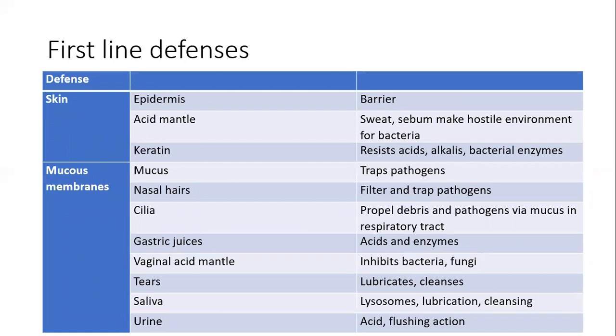So let's circle back to the first line defenses. That includes the skin and the mucous membranes broadly. Within the skin, there's the epidermis, the acid mantle, and then there's keratin. The epidermis is a barrier, and the acid mantle works in sweat and sebum, and the acidity in urine and the GI tract makes a hostile environment for bacteria. And keratin resists acids, alkalis, and bacterial enzymes. That's in the skin. So the mucous membranes, that's the internal lining of your body.